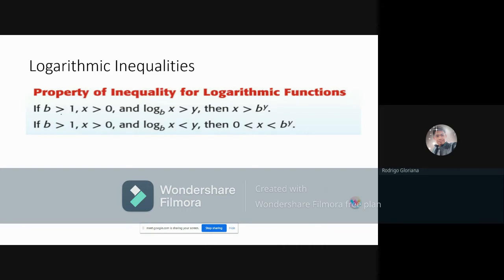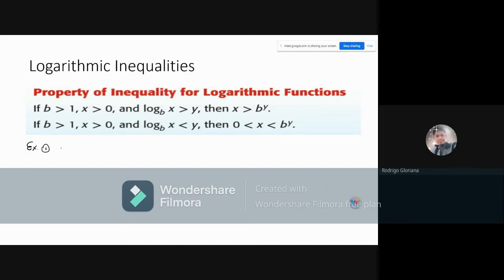If b is greater than 1, x is greater than 0, and the logarithm of x to the base b is greater than y, then x is greater than b raised to y. If b is greater than 0 and x is greater than 0, and the logarithm of x to the base b is less than y, you have the given condition that the value of x is greater than 0 but less than b raised to y.